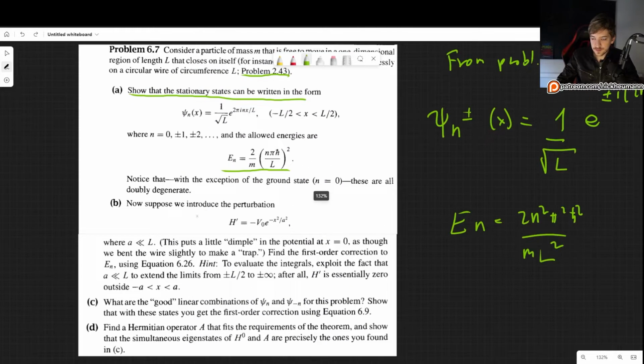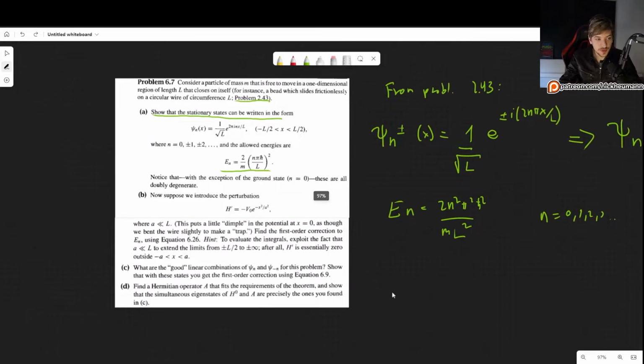Part B. It says, now suppose we introduce the perturbation H prime equals minus V0 e to the minus x squared over a squared, where a is some amount that is much smaller than L. Basically, this puts a little dimple in the potential at x equals 0, right? So we have some sort of drop, as though we bent the wire slightly to make a trap. Find the first order correction to the energy using the result that we found before.